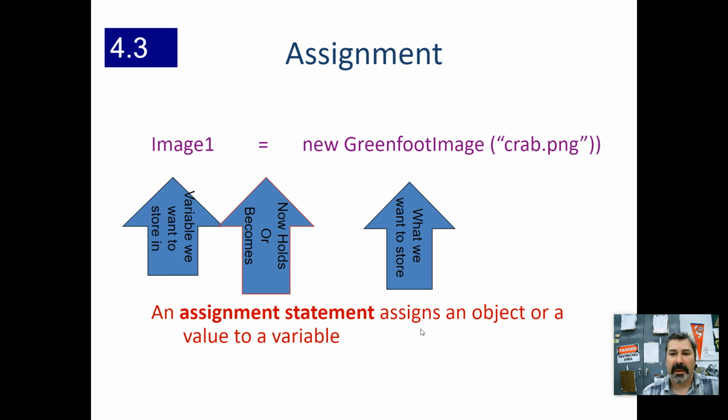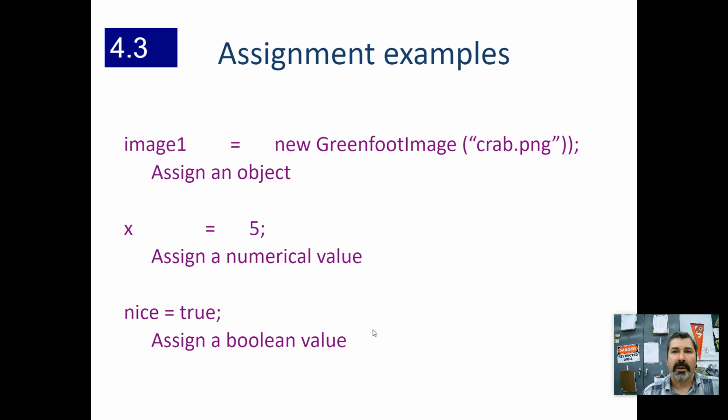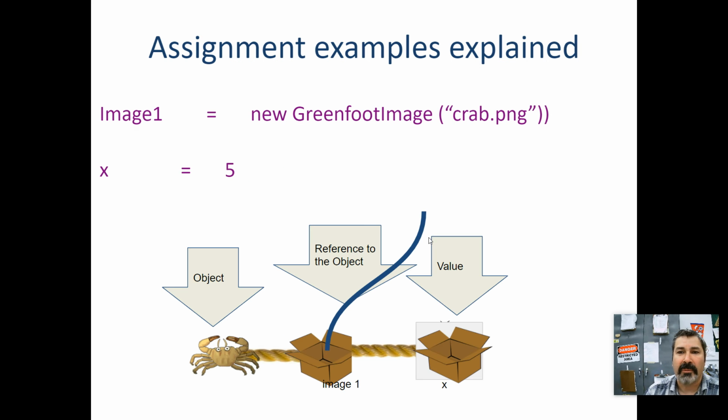An assignment statement assigns an object or a value to a variable. Write that down. Okay, here's examples. We're going to say image1 equals new Greenfoot image crab.png. That's assigning an object. This Greenfoot image guy is like a robot. This is more simple. We can just assign a value. We could say x equals 5, or we could assign a Boolean value, nice equals true. So there are different ways that we can assign things to boxes.